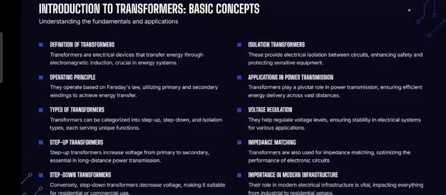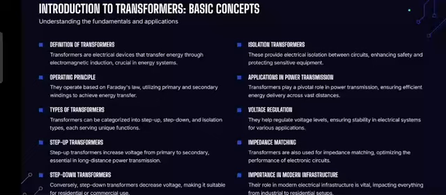The operating principle. The principle of operation is based on Faraday's laws of electromagnetic induction. When an alternating current flows through the primary winding, it creates a magnetic field. This magnetic field induces a voltage in the secondary winding. The voltage ratio between the primary winding and secondary winding depends on the number of turns in each winding. This is what allows transformers to step voltage up or down. There are three types of transformers: step up transformers, step down transformers, and isolation transformers.